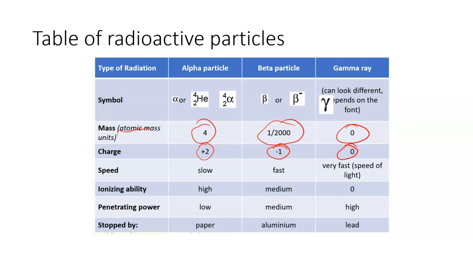Our alpha particles are also pretty slow. They can really do a lot of damage. But they can't go very far. They can be stopped by paper. Our beta particle can be stopped by aluminum or plastic or there's a lot of different things that can be used to stop it. Whereas our gamma ray, it's going to be able to go through a lot of stuff. It can go right through your body if it gets a chance, but it could be stopped by lead. It doesn't do quite as much damage, though, if it does get into you.